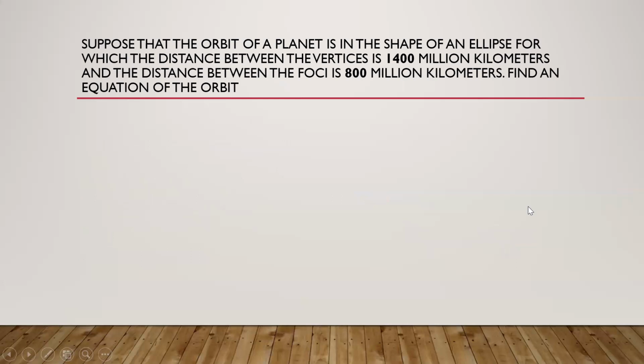Next, suppose that the orbit of a planet is in the shape of an ellipse, for which the distance between the vertices is 1,400 million kilometers, and the distance between the foci is 800 million kilometers. Find an equation of the orbit.